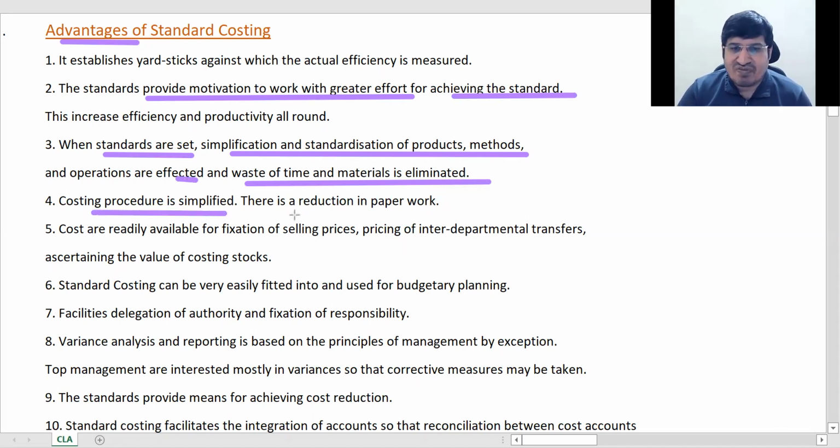Costing procedure is simplified. So when standards are set, this is after that. Everything is done based on standards, so there is reduction in paperwork. So there is one standard. Based on that, like we had discussed earlier, your stores ledger things and all that you give out. I mean, basically your material issues is what I'm talking about.